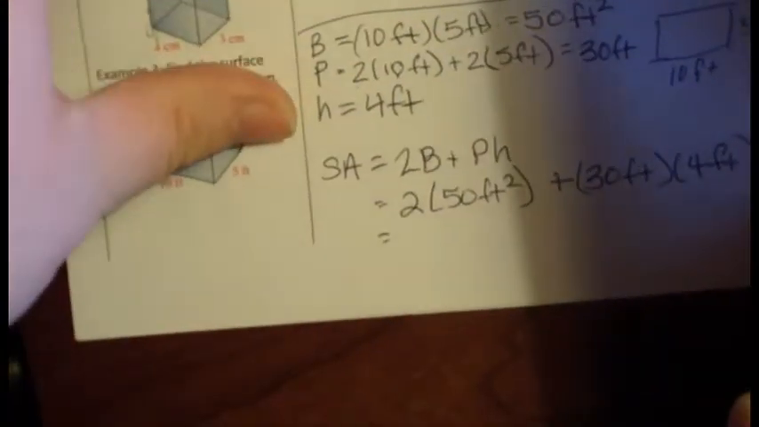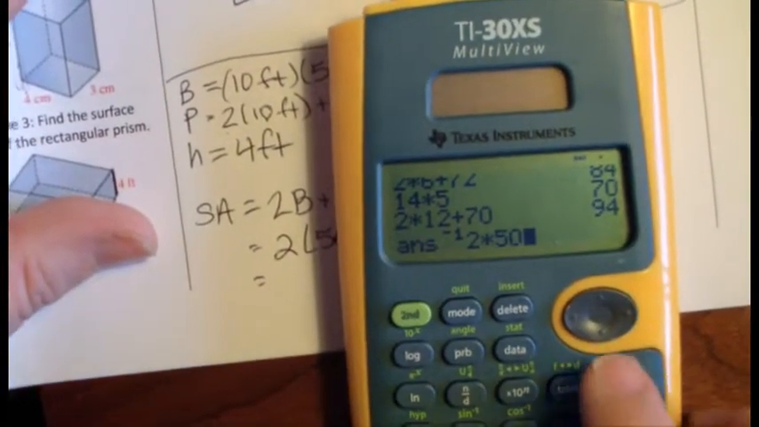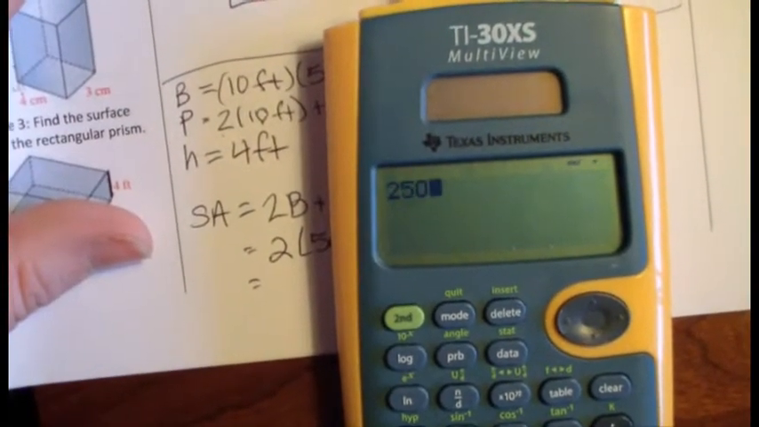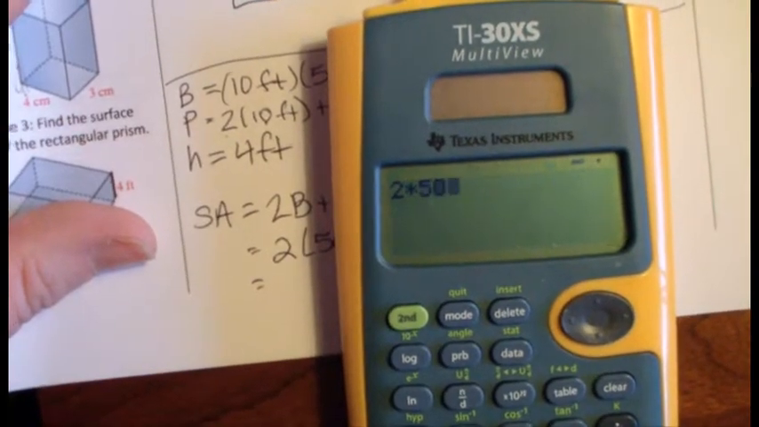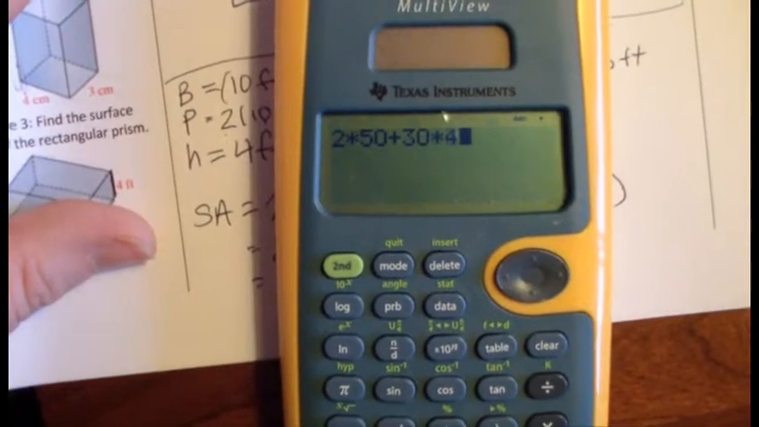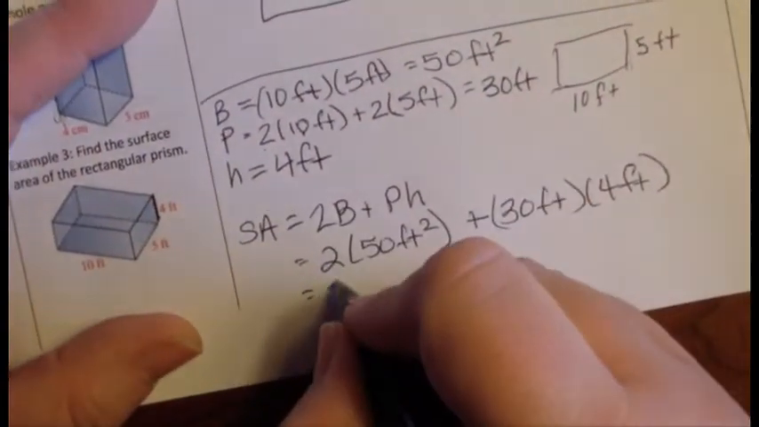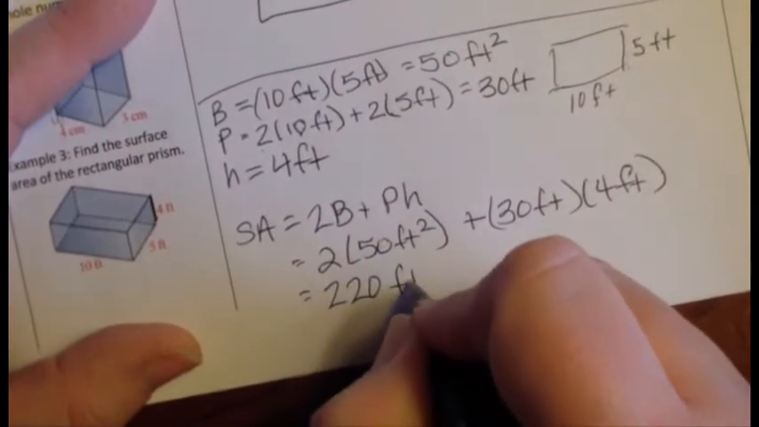And if we plug that into our calculator, 2 times 50 times 50 plus 30 times 4, 220. So our surface area, 220 square feet.